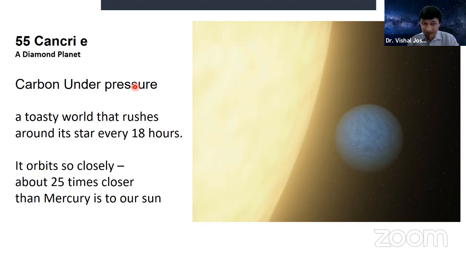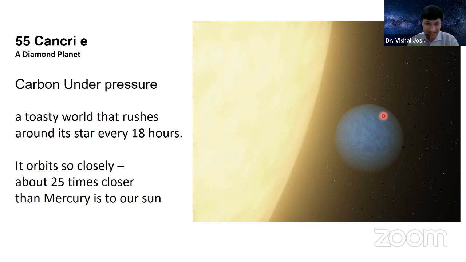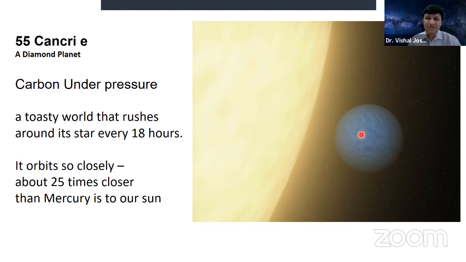So we are very confident that this planet is rich in diamonds. Diamonds are spread like stones or rocks on the Earth. So though diamonds are rare, they are not rare everywhere in the universe. Also, it is interesting to know that this planet is very close to its star.